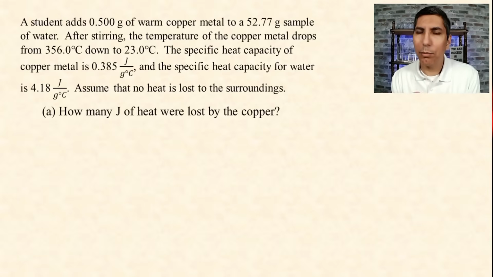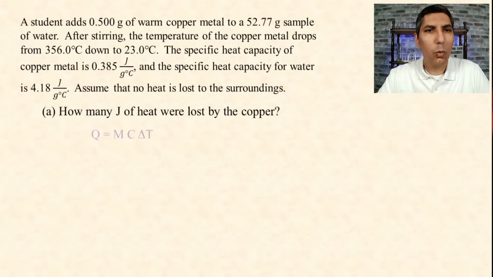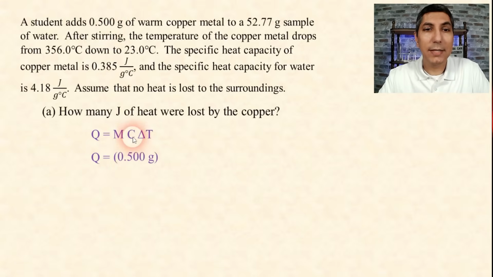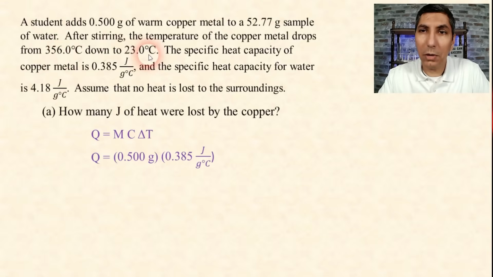Well, anytime we have a problem that talks about specific heat and we're dropping something in and there's a mass and something like that, we're going to use Q equals mc delta T. So once again, this is just a plug and chug. We're trying to solve for Q, which is joules, so we're going to solve for that. The mass of the copper is 0.500 grams, so that goes in for M. C is specific heat capacity. So the specific heat capacity of copper is the 0.385 joules per gram degree Celsius. And notice that the temperature of the copper drops from 356 degrees down to 23.0 degrees.